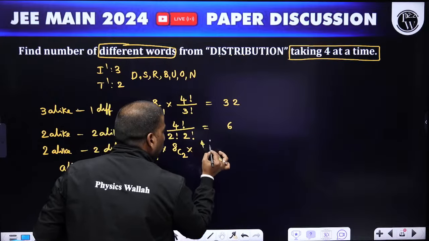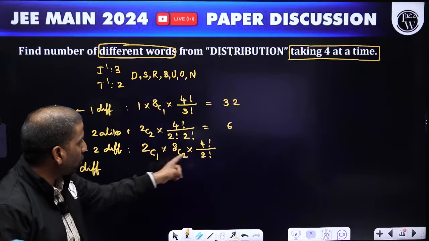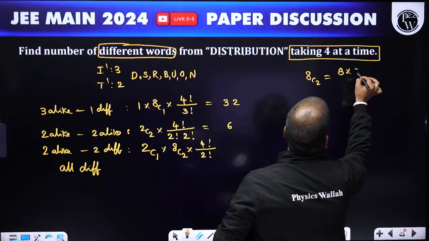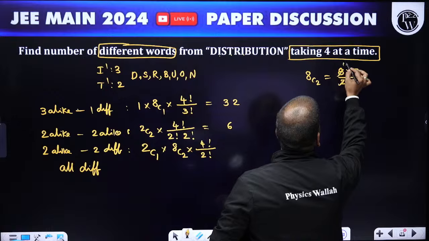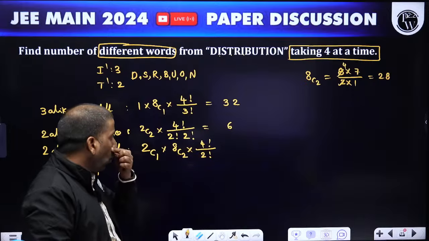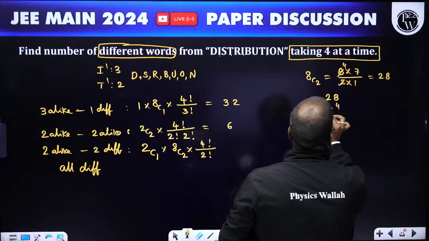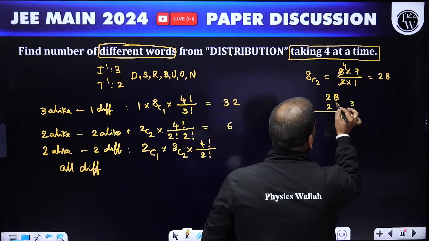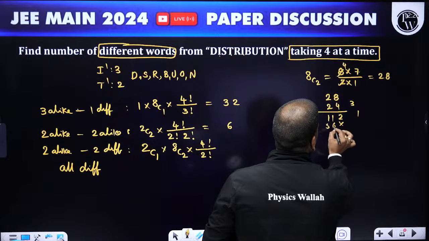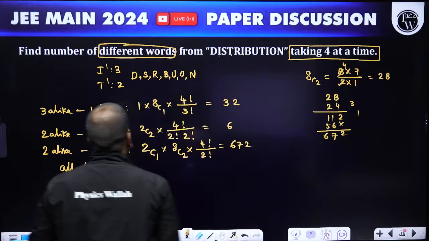So now we have 4 factorial in which 2 are alike, 2 factorial. 2C1 is 2, 2 factorial, both will get cancelled. So 8C2 we need to write, 8 times 7 by 2 times 1, this is 4, 7 fours are 28. And 4 factorial by 2 factorial, 24 by 2, so 2 already got cancelled. So 28 into 24 is also required, right? So this is 672.